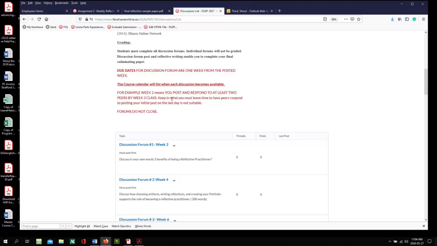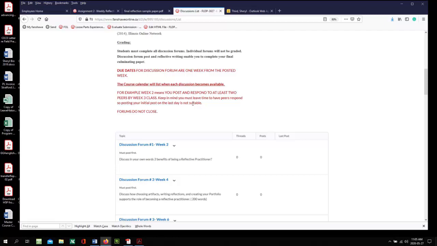You must try to post your first initial post earlier in the week so that it allows your peers to respond and you to respond to them. This discussion is meant to happen over a week. So week 2 means that you're going to post and respond to at least 2 of your peers by the time you get to week 3, one week from the date. That's why I put the date that it's available in the calendar.